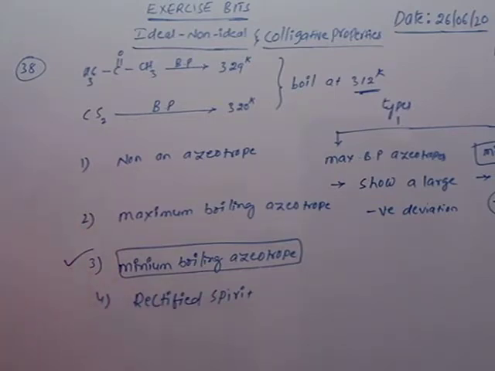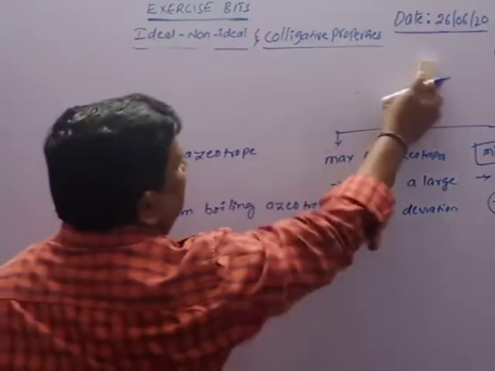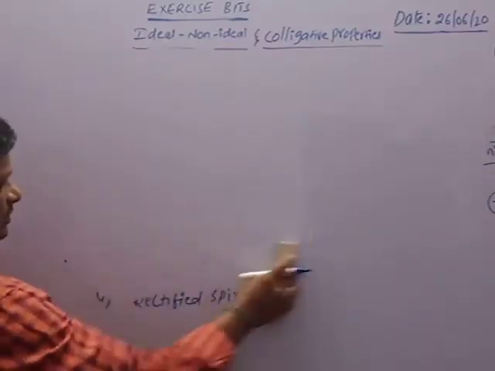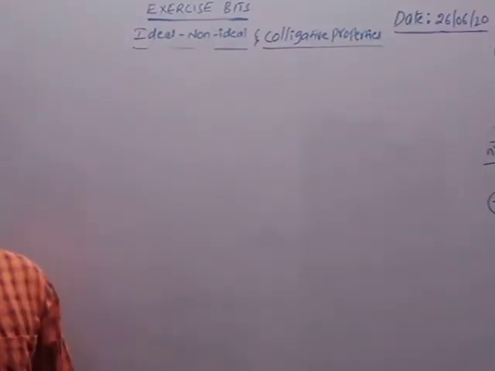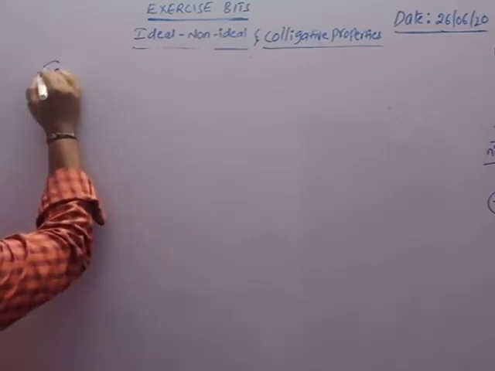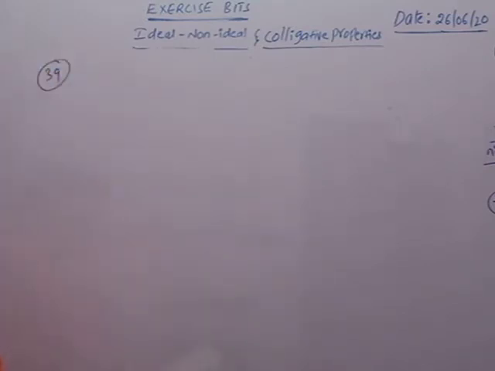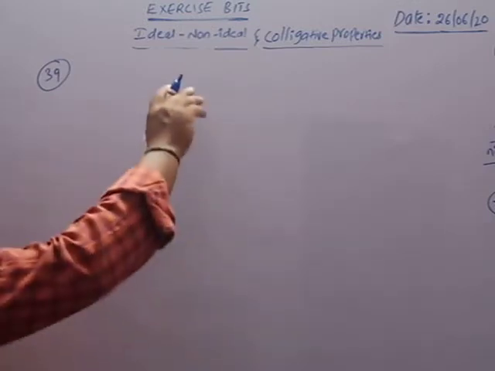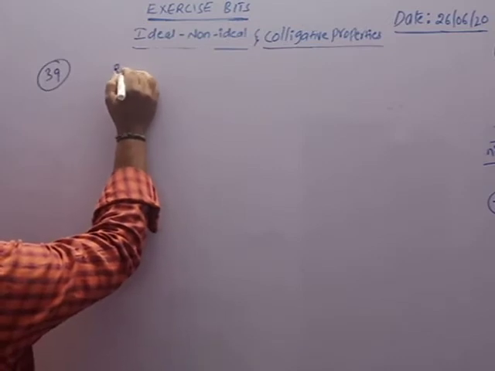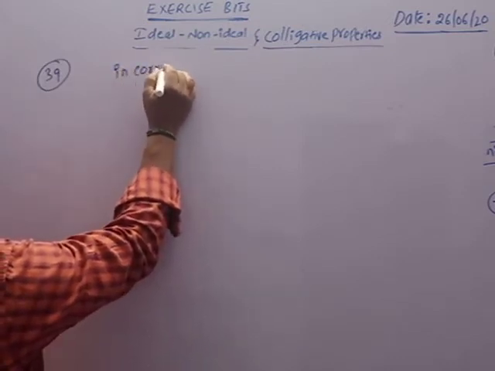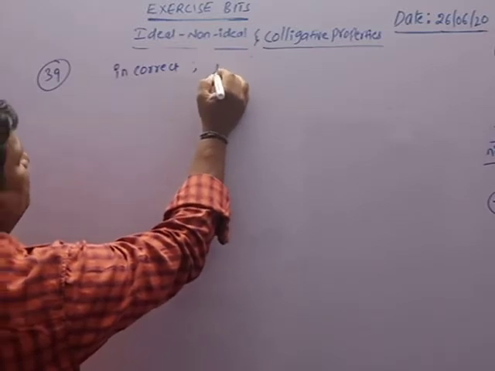So now next is bit number 39. Which of the following is the incorrect statement for ideal solutions? Which one is incorrect among ideal solutions?